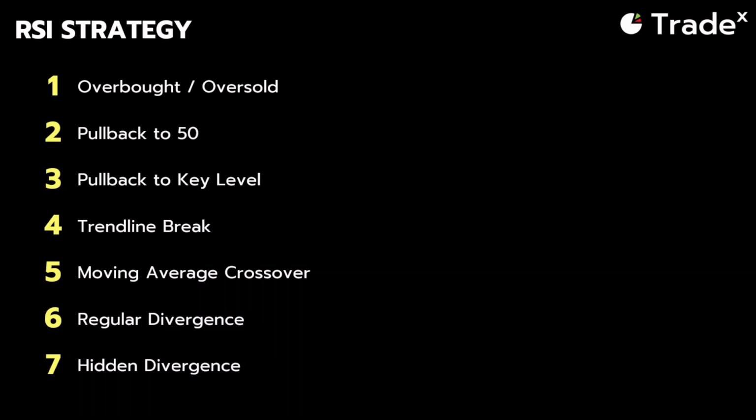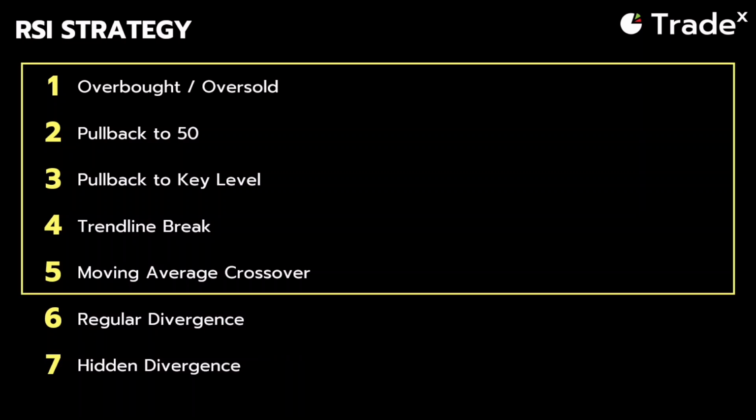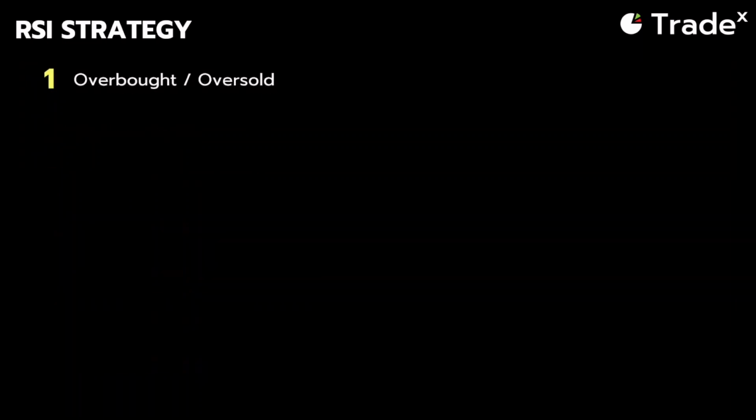Here are the strategies we'll cover: overbought and oversold, pullback to 50, pullback to key level, trendline break, moving average crossover, RSI divergence, and RSI hidden divergence. In this episode, we will focus on the first 5 strategies, exploring how to effectively use these RSI techniques to enhance your trading approach. Let's begin with the first strategy: overbought and oversold.